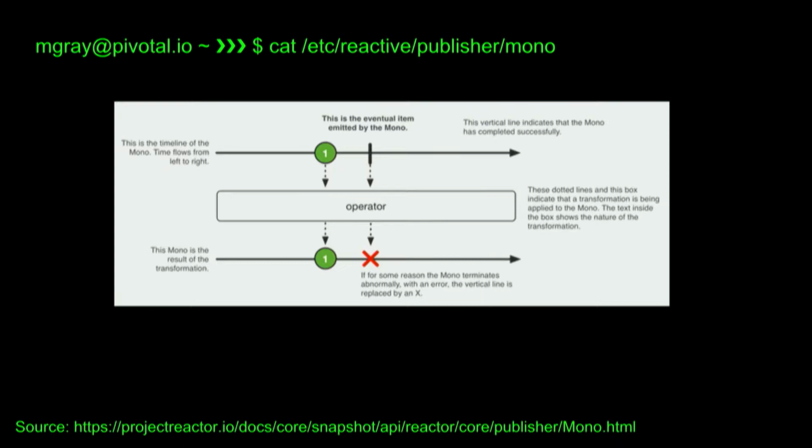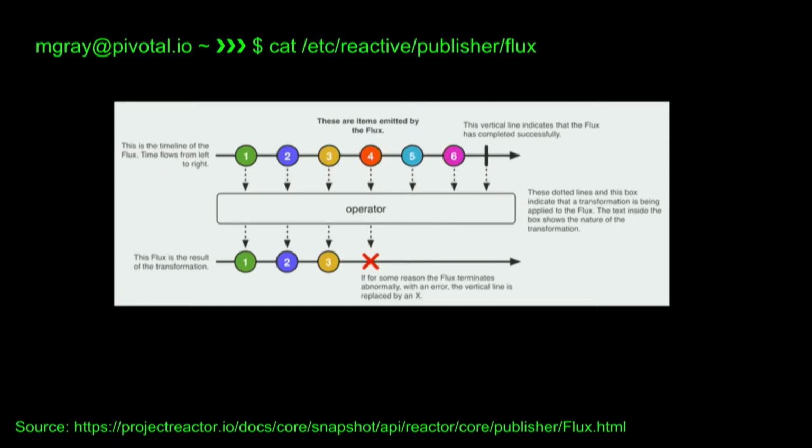So let's look at that for a second and then go on to what you would do if you had a Flux. It's the same thing. You have time going from left to right, you have your elements, 1, 2, your operator is executing against each one of these elements, and then somewhere along the way it hits an error, and you get this termination signal.